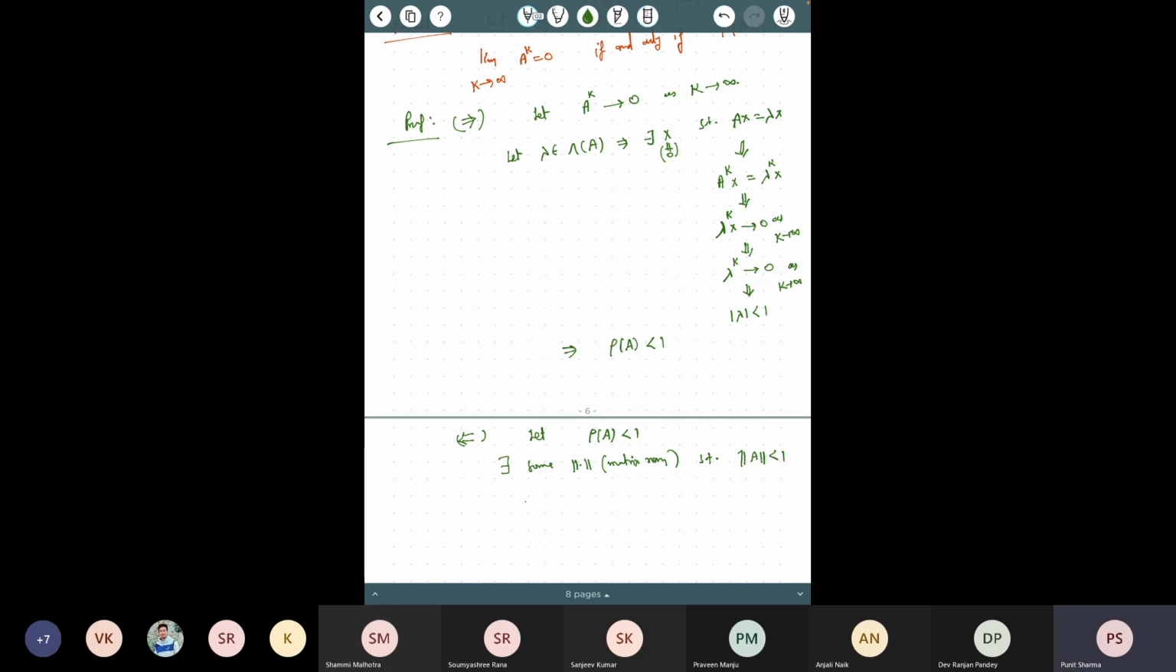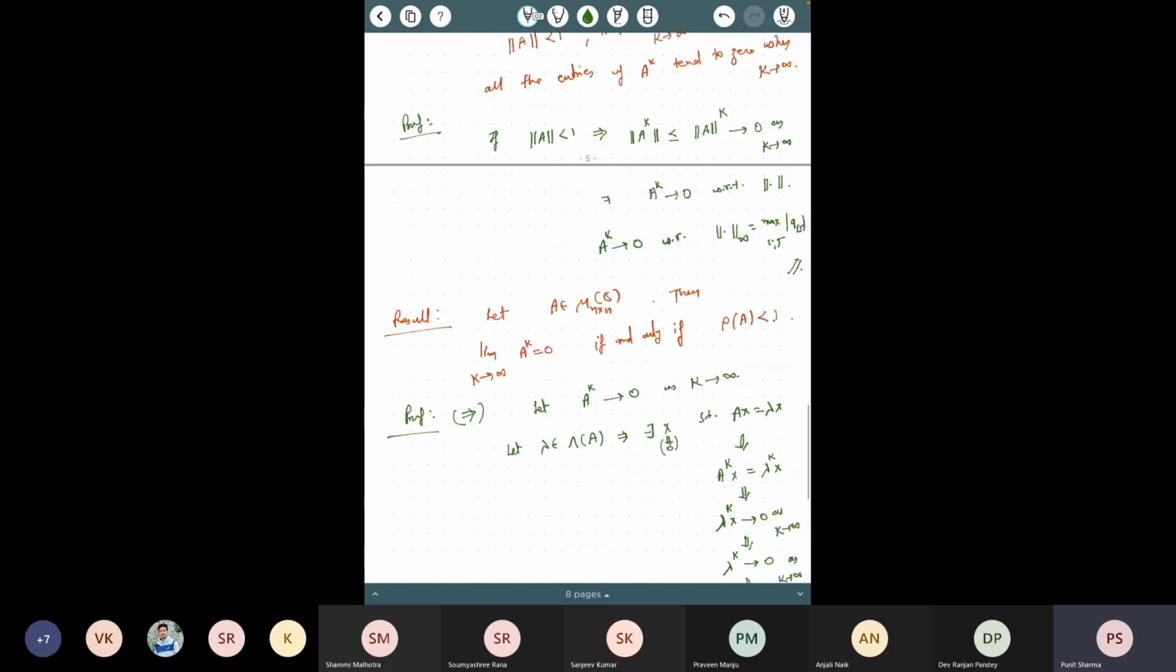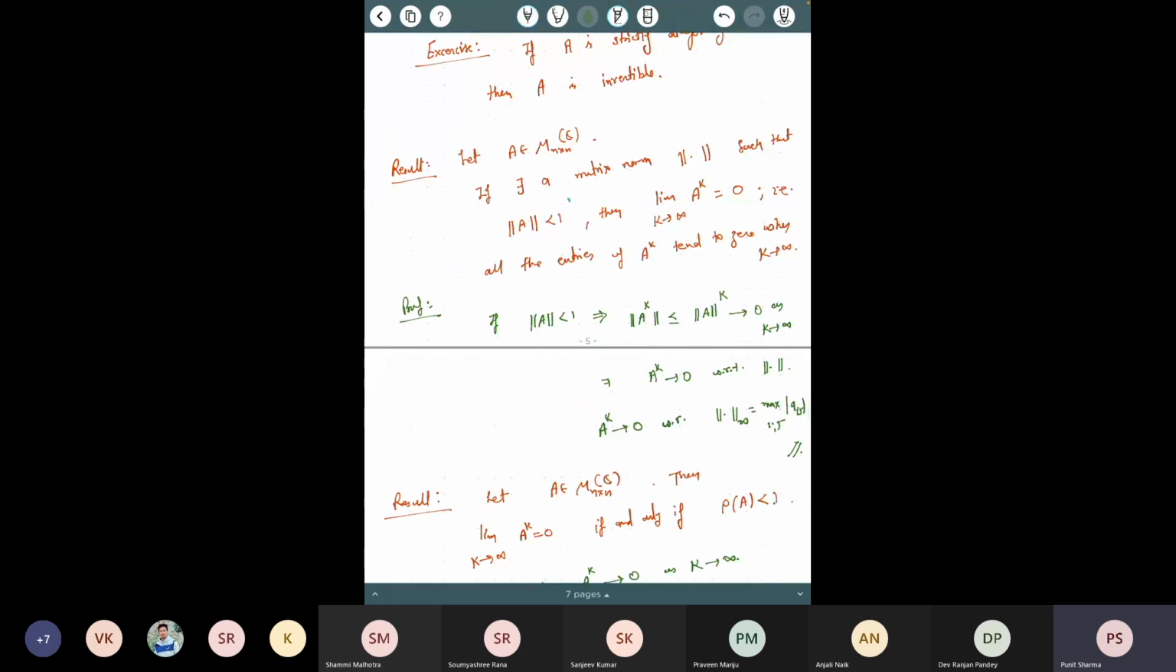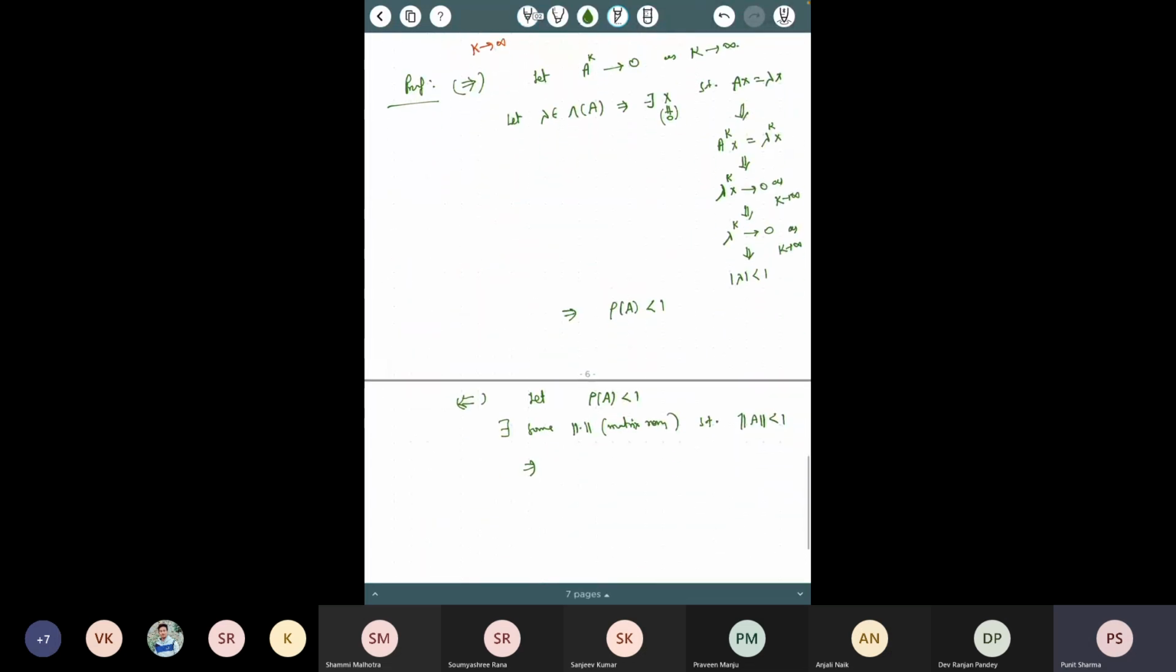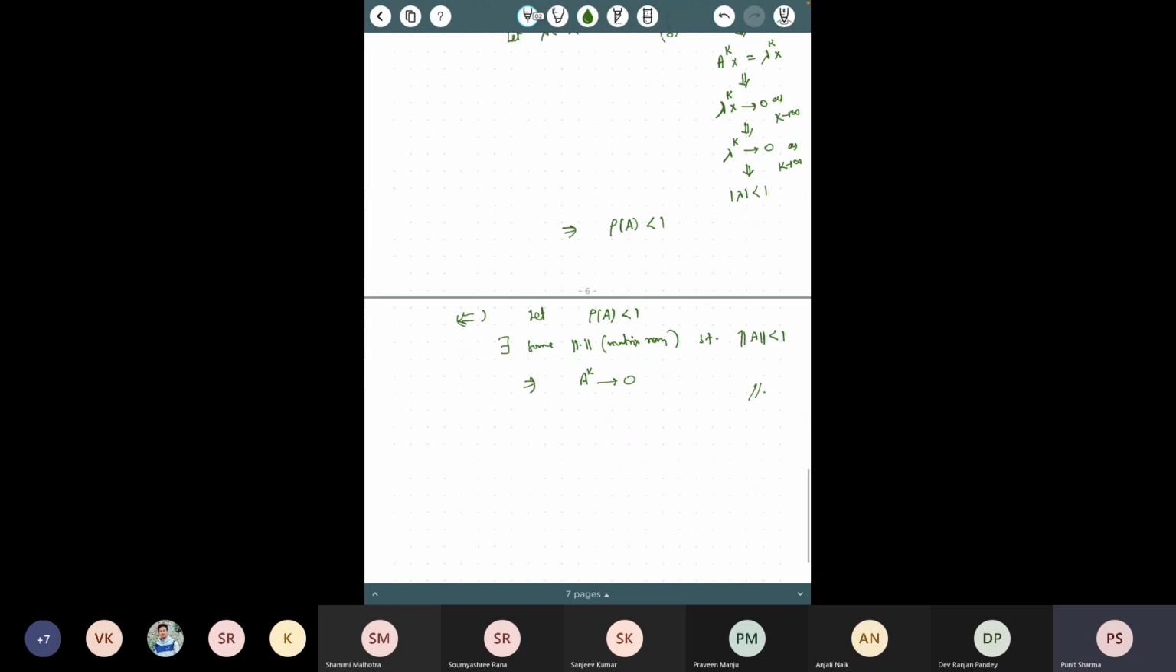But then because of the previous result here, you can see if norm of A is less than 1, then clearly limit k tends to infinity, A to the power k is 0. So this implies that A to the power k tends to 0. And we are done. So the result is very straightforward, provided we know these simple inequalities.